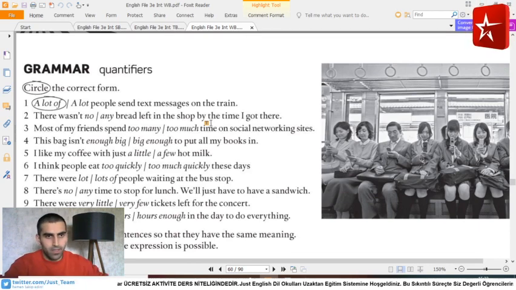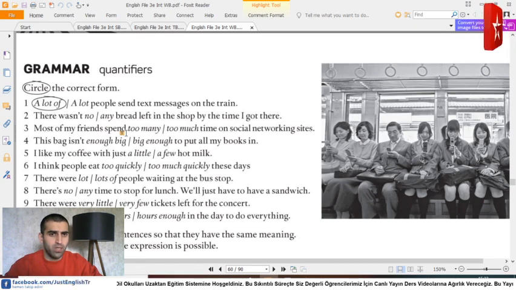Next one. Number 3. Most of my friends spend too many or too much time on social networking sites. So be careful with time. Too many time or too much time. Which one is correct?